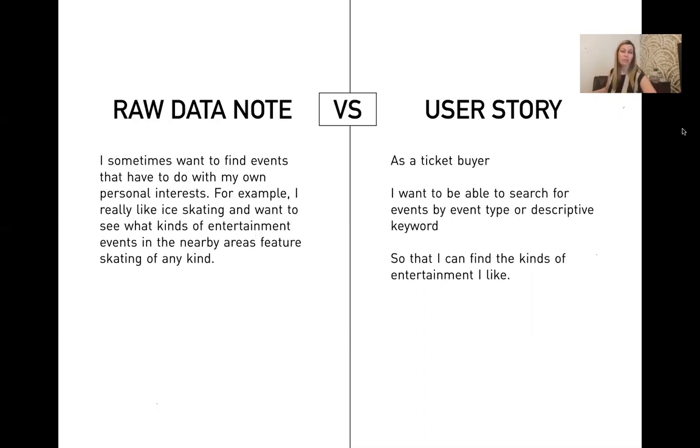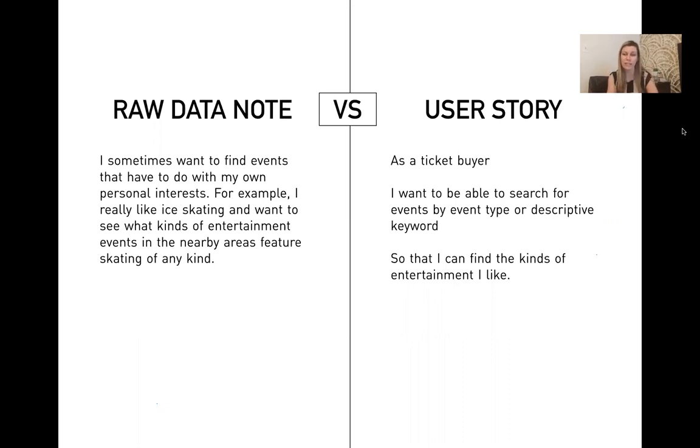So this next raw data note says, I sometimes want to find events that have to do with my own personal interests. For example, I really like ice skating and want to see what kinds of entertainment events in the nearby areas feature skating of any kind. So this is another example that's kind of like a ticket buying system.